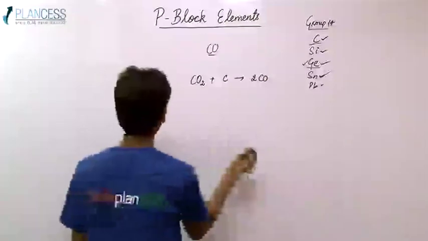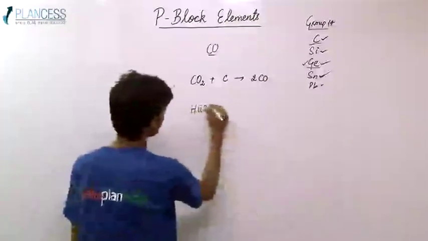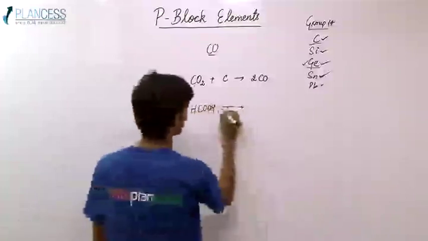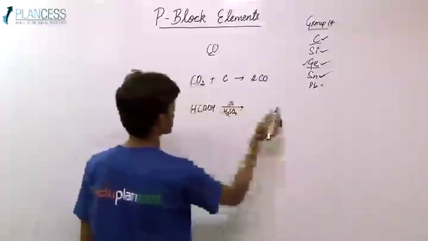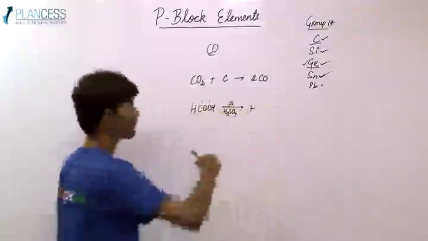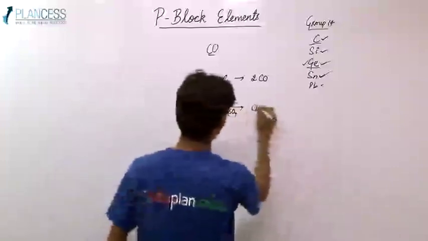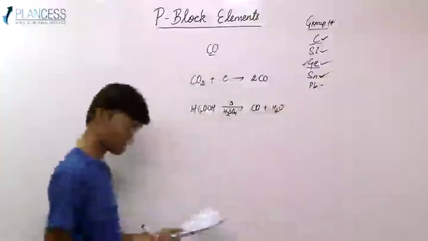In the laboratory, carbon monoxide is prepared by the dehydration of methanoic acid, HCOOH, in the presence of H2SO4. If it is heated with H2SO4, then H2O is removed and CO plus H2O is formed. So this is the dehydration of methanoic acid.